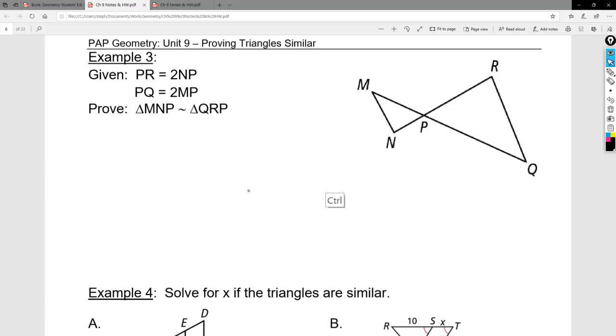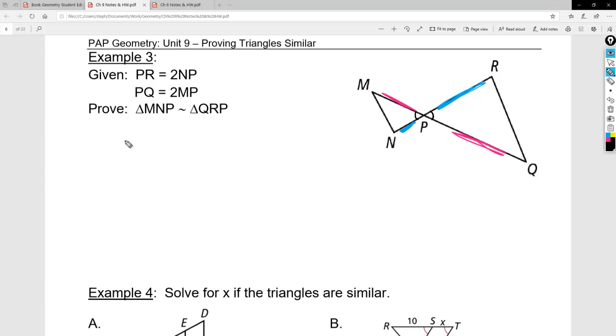Okay, so they're giving us a little bit of different information this time. They are stating that I have two sides in proportion, essentially, and they're asking me to prove that these two triangles are similar. So via the picture, I can ascertain that my angles are vertical here. I know that PR and NP are corresponding, and I know that MP and PQ are also in ratio.